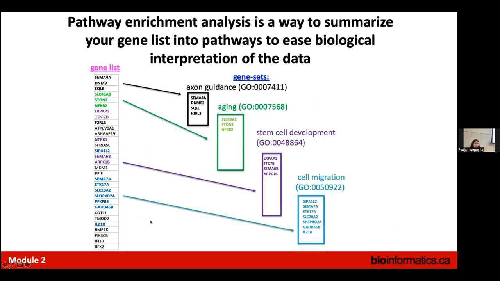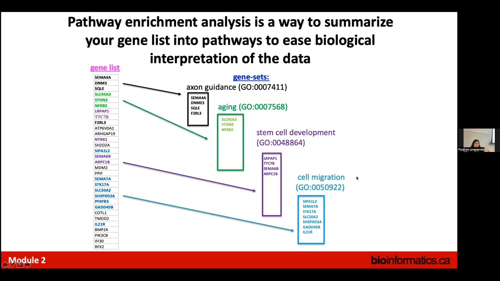So here is another representation of pathway analysis, because sometimes we can think it's a bit complicated, but it's actually just a way to organize our gene list into some categories. I have my gene list on the left here, and it could be that within my gene list, these genes belong to different categories. So I have the genes in black that might be part of the axon guidance pathway, the genes in green that are part of aging, the genes in purple that are part of stem cell development, and the other one in blue, cell migration. So what I have done is I have summarized my gene list into four biological functions.